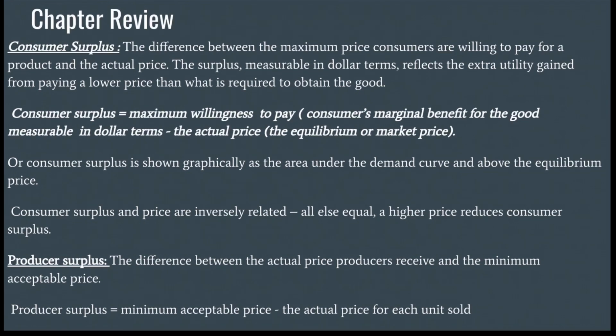Chapter review. Consumer surplus. The difference between the maximum price consumers are willing to pay for a product and the actual price. The surplus, measured in dollar terms, reflects the extra utility gained from paying a lower price than what is required to obtain the good, which is called marginal benefit. Consumer surplus is equal to maximum willingness to pay, that is, the consumer's marginal benefit for the good measured in dollar terms, minus the actual price, that is, the equilibrium or market price.